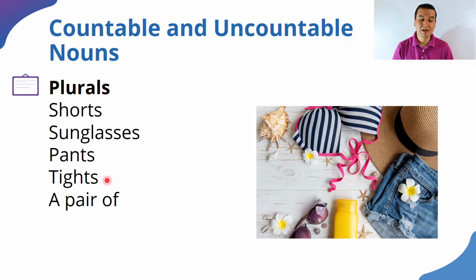Tights, some accessory that, or item of clothing that we may wear for our legs. And usually what we use for all these items, if that is the case, is a pair of, for example, a pair of shorts, a pair of sunglasses, a pair of pants, a pair of tights. And that's how we, let's say, use this in the singular form. I have one. I cannot say I have one shorts. No, I have one pair of shorts. All right? I have two pairs of sunglasses. Some are dark, some are less dark, etc.